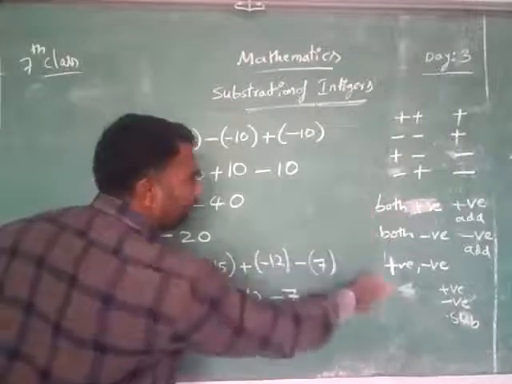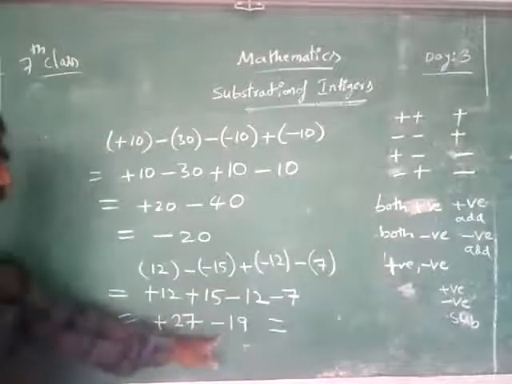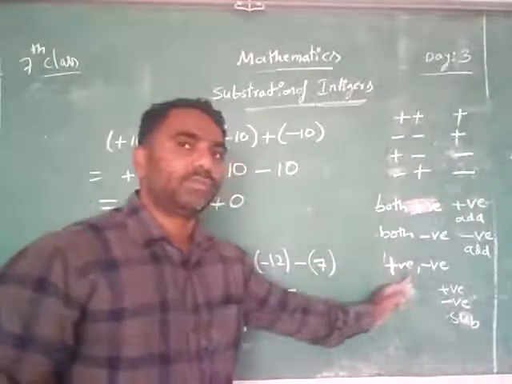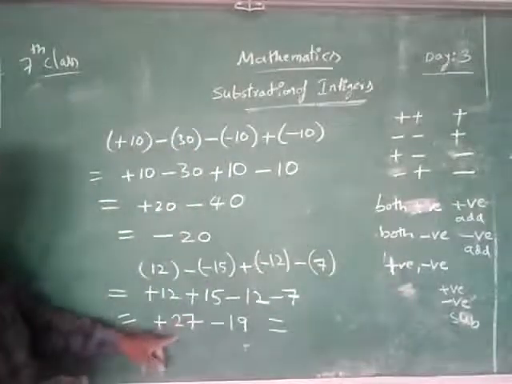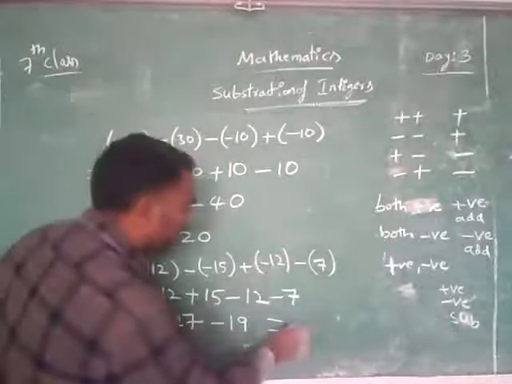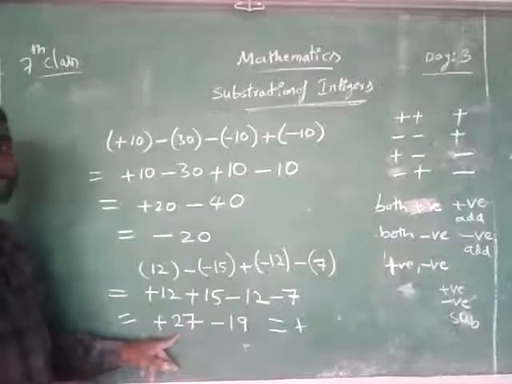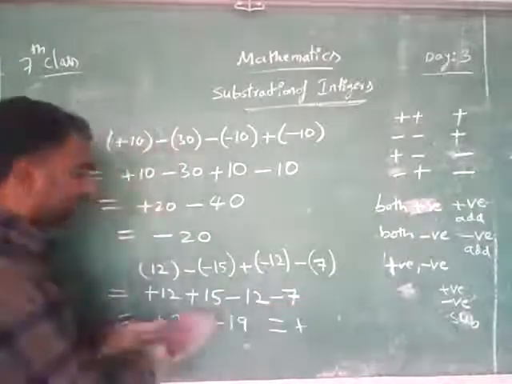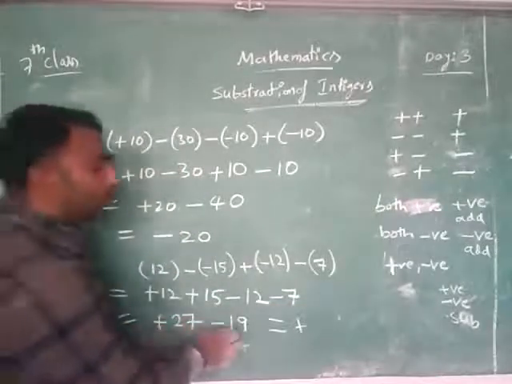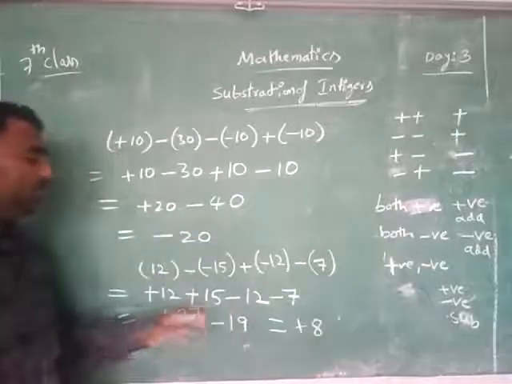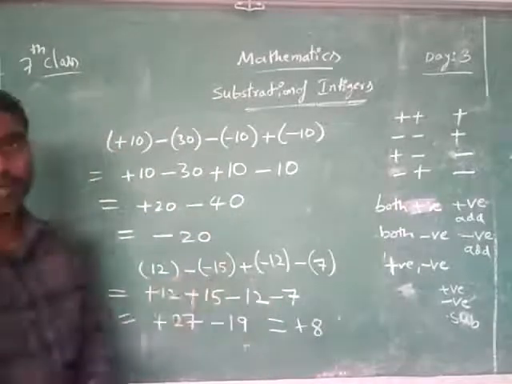And finally, you see this. One positive, one negative. This is the situation. Which is bigger here? 27. That is what? Positive. That's why the answer will be positive. And how do you get the number? By subtraction. 27 minus 19 will be 8. The final answer is plus 8.